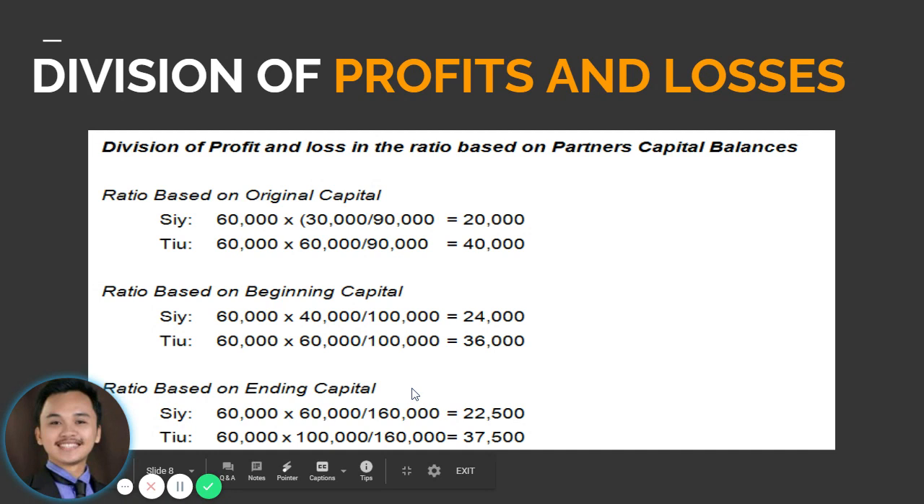And lastly, based on ending capital. Ending capital means the capital at the end of the year or at the end of the accounting period. So based on the illustration again, the ending capital for C is 60,000 and for Chu 100,000. So you will add it up, and we will have 160,000 for your denominator. So 60,000 divided by 160,000 times 60,000 to compute for the share of C. C will get 22,500 and Chu will receive 37,500. So same pro forma entry, debit to income summary account and then credit to their respective capital accounts.